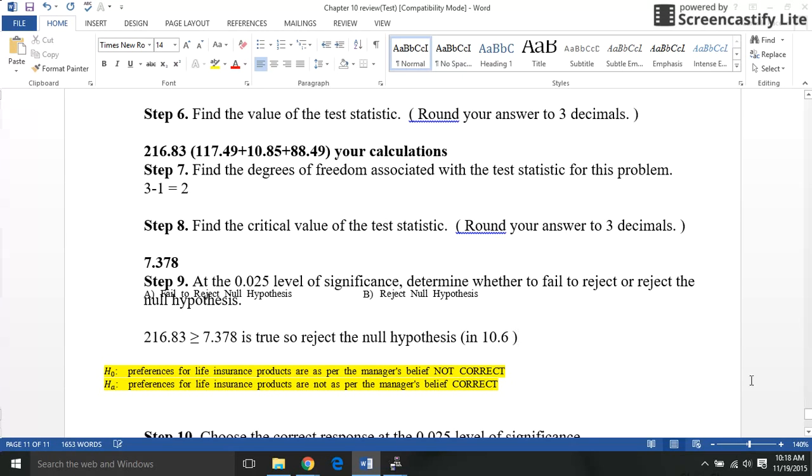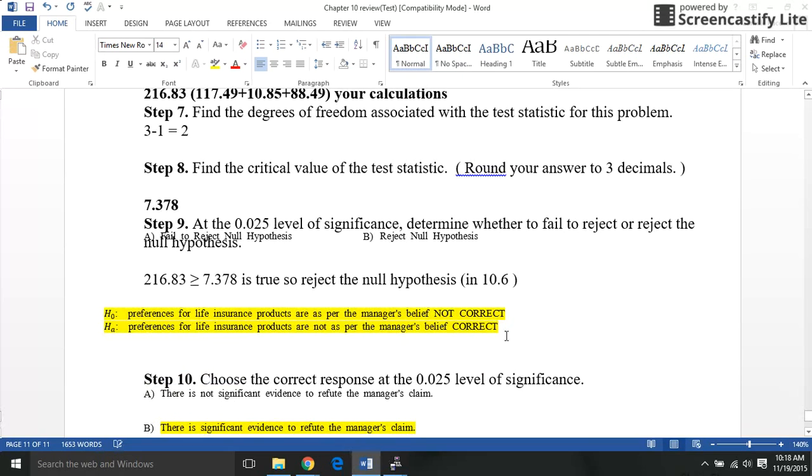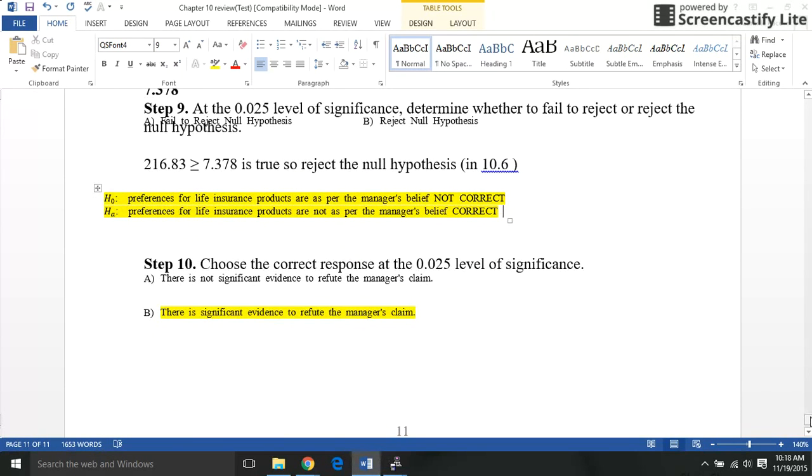All right. So if I reject my null, that means my alternative is correct. So it states the preferences for life insurance products are not as the manager believed. So what we're hearing now is that we did not get the 20%, 30%, or 50%. We don't know which one is different. We just know that one is different. So how do we conclude this? There is significant evidence to refute the manager's claim because we found out it wasn't true. So that's how you do a problem where your probabilities are different. I hope this helps.